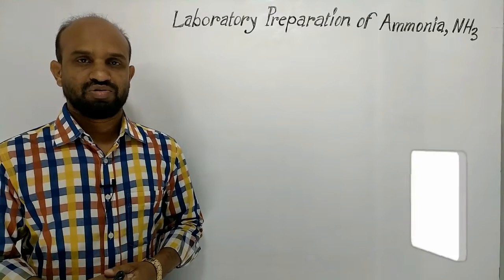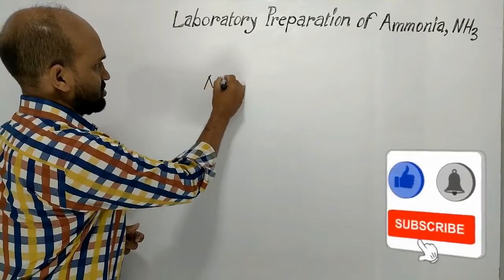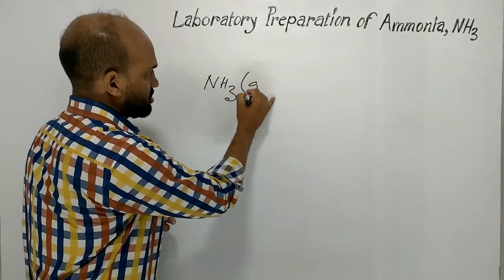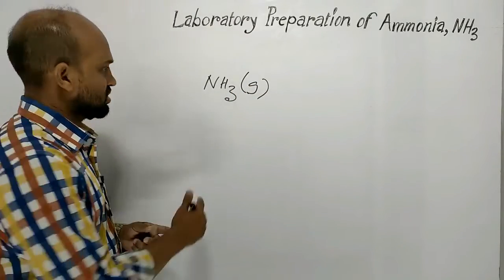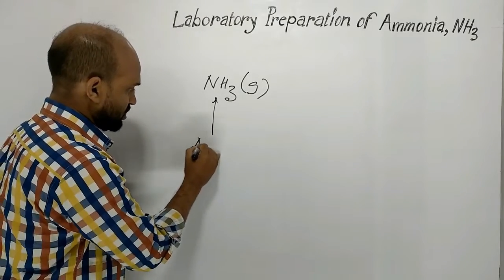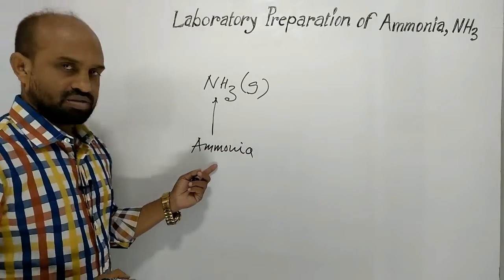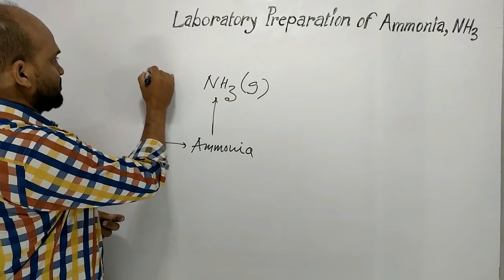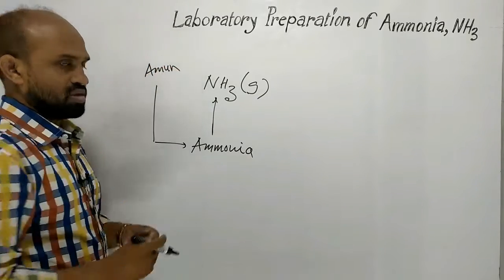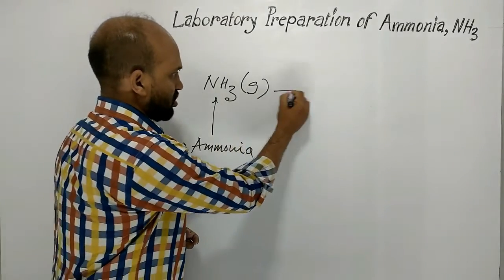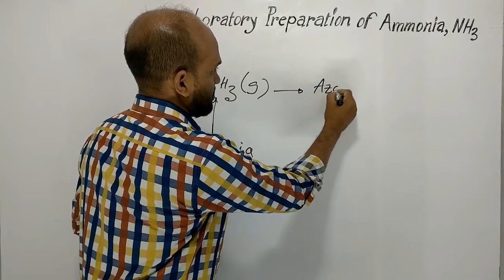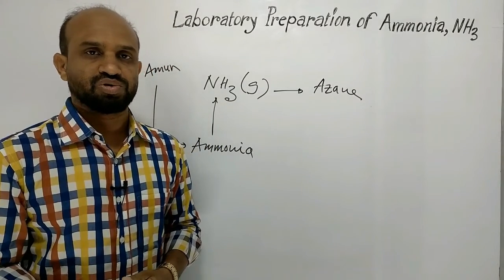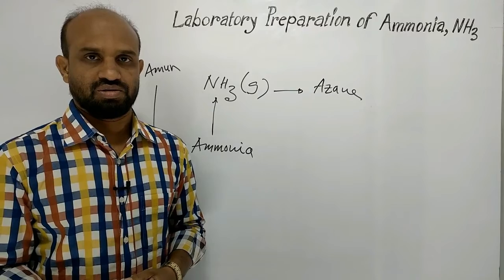Ammonia, the molecular formula is NH3. Physical state of this compound is gaseous and its name is ammonia. This word is taken from the worshippers of Egyptian god Amun. This is also known as azane. Azane, a saturated compound composed of nitrogen and hydrogen.